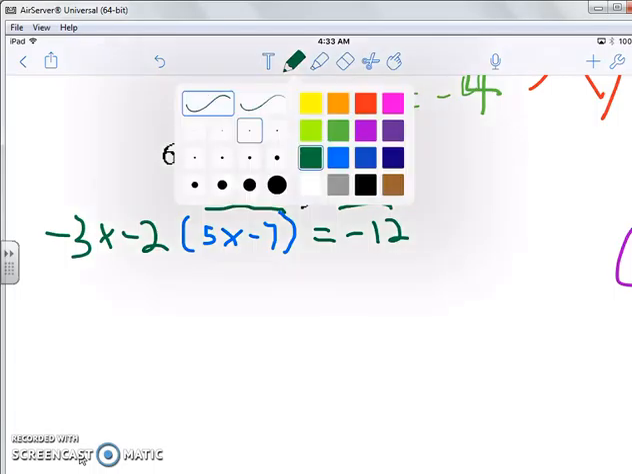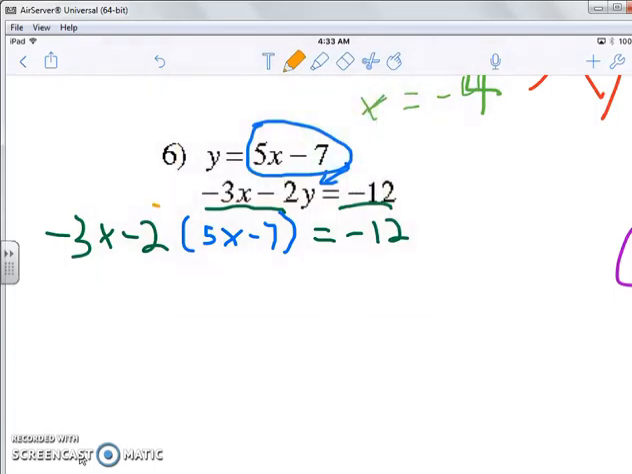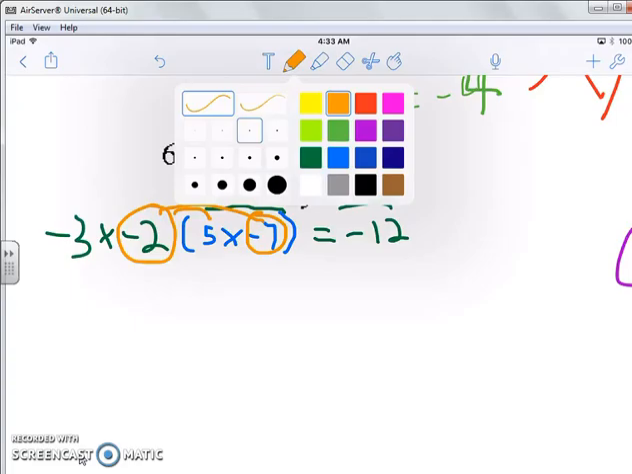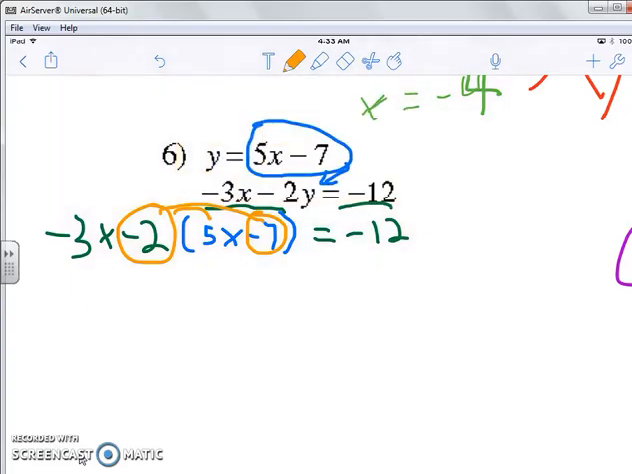Now I'm going to distribute the negative 2. So I'm going to think of this as negative 2 times 5x, negative 2 times negative 7. This algebra is very important for the next level. So some of the stuff that we've done is good for Algebra 2. This stuff right here is really good for geometry, being able to do this. So if you want to be successful next year, you want to make sure you understand and can do these steps on your own. So negative 2 times 5x gave us negative 10x. Negative 2 times negative 7 gave us 14.